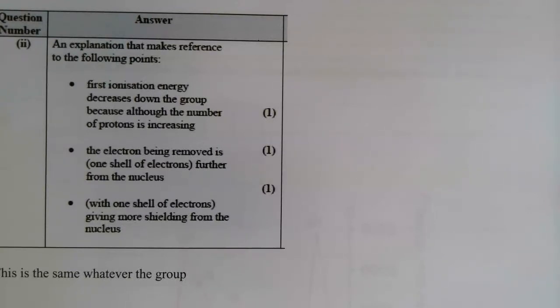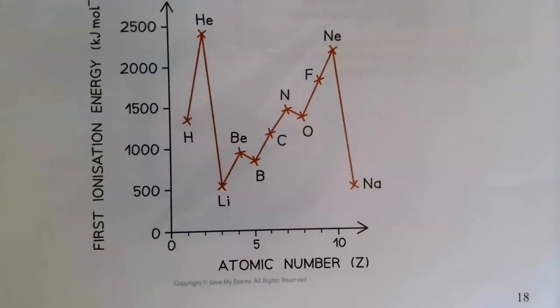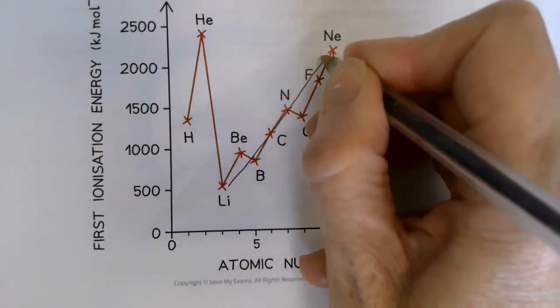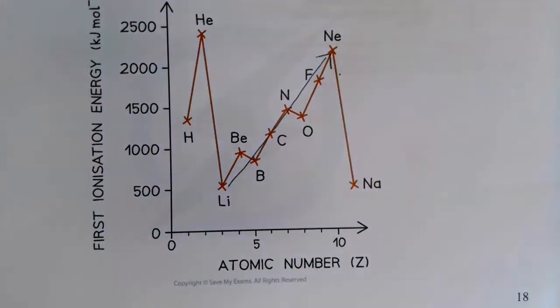Now you can use this answer for whatever group you're looking at, whether it's group 1, group 7 or group 8. It doesn't matter the group because the argument is always the same. But you do need to consider all 3 aspects: proton number, distance or the position of the electron, and shielding. So that's dealing with what happens as you go down a group. We now need to think about what happens as you go across a period. So we're looking at the bottom of page 18 at the moment, and you should see that as we go across a period, so for example from lithium to neon, there is a general increase.